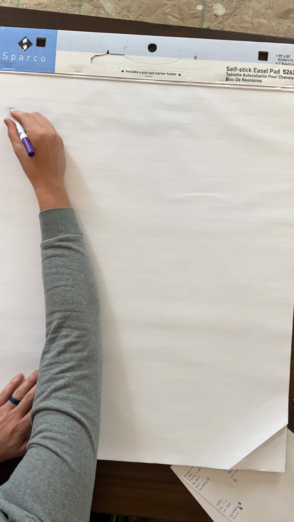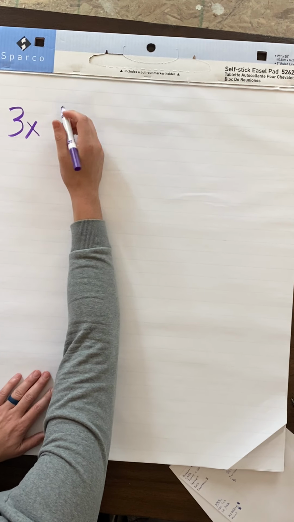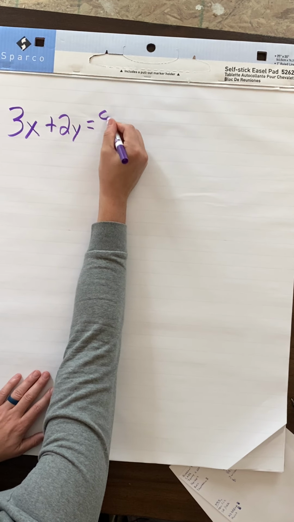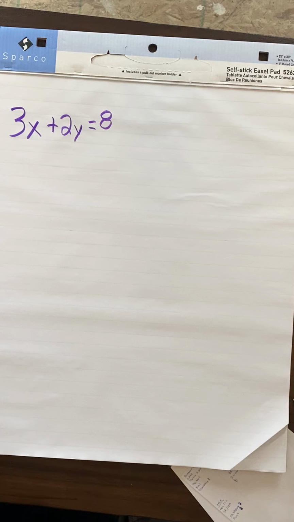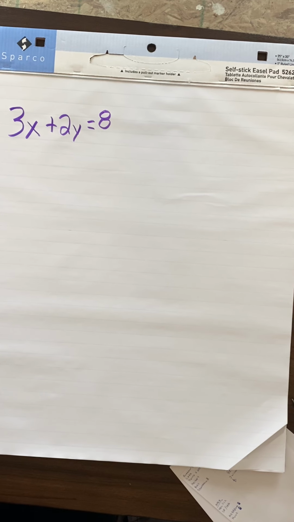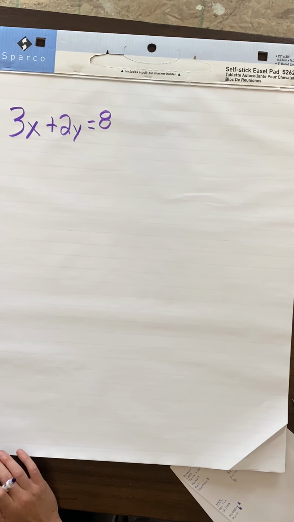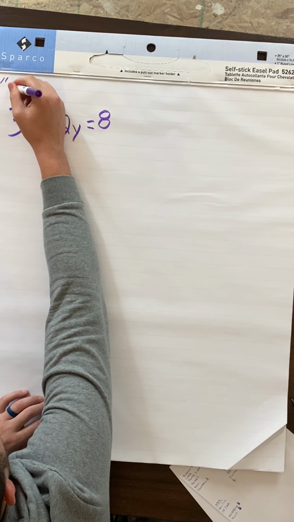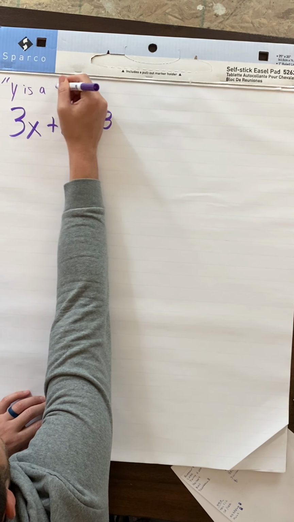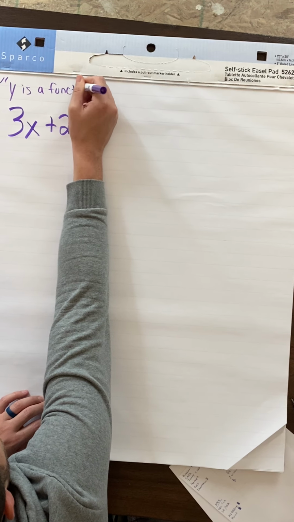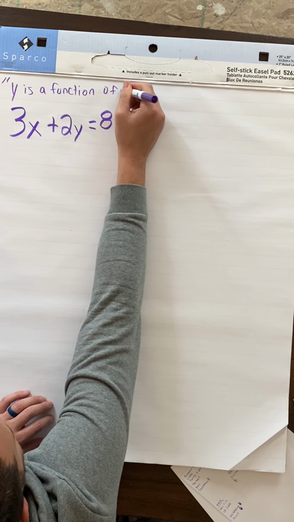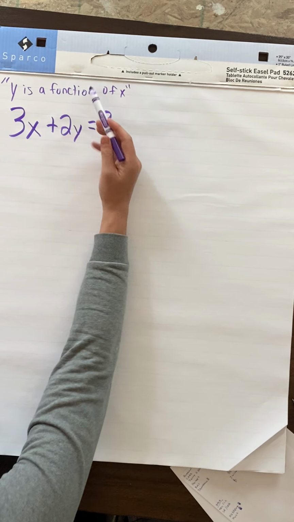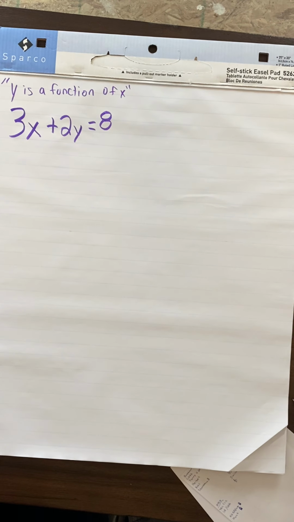So first one, 3x plus 2y equals 8. 3x plus 2y equals 8. And it says, write this problem so that y is a function of x. All right, so that terminology, the only reason I'm putting it on there is because you might see it on a test, but let's not really worry about that.